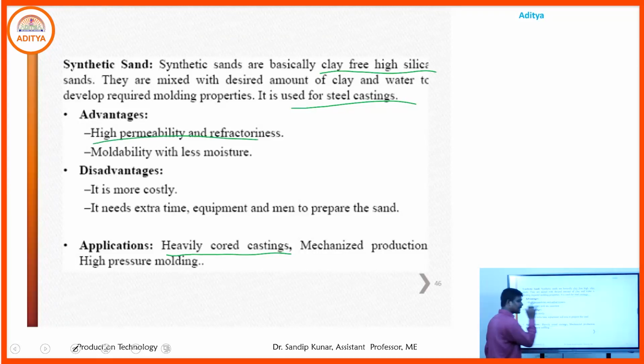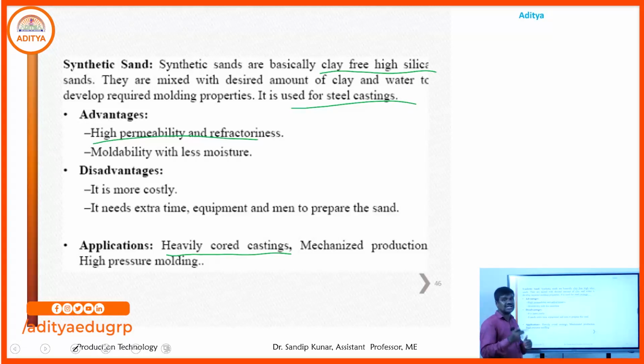The advantages are high permeability and refractoriness. Permeability means that when gas is produced in the casting, finer silica grains create voids, and through these voids the gas is easily removed from the casting process. Refractoriness means it can sustain and withstand higher temperatures, because in this sand no impurities or moisture are present.